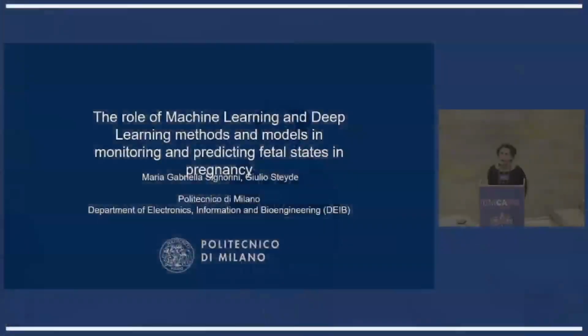Today, the presentation is made by me and Giulio Steyde, a PhD student also working at the Politecnico di Milano on this topic. The title is: the role of machine learning and deep learning methods and models in monitoring and predicting fetal states in pregnancy.